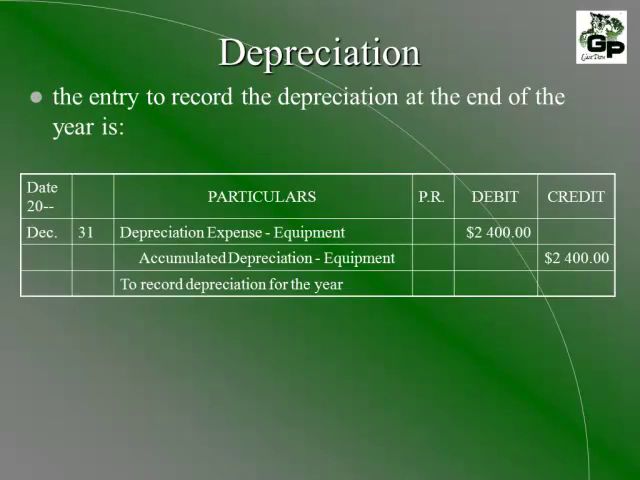The entry to record the depreciation at the end of the year is as follows. Notice that the date is December 31st for the current year. The debit account is named depreciation expense, and then we indicate equipment. And in this example, it is $2,400. The credit account is accumulated depreciation for equipment, and it's a credit amount of $2,400. The explanation is to record depreciation for the year or the accounting period.